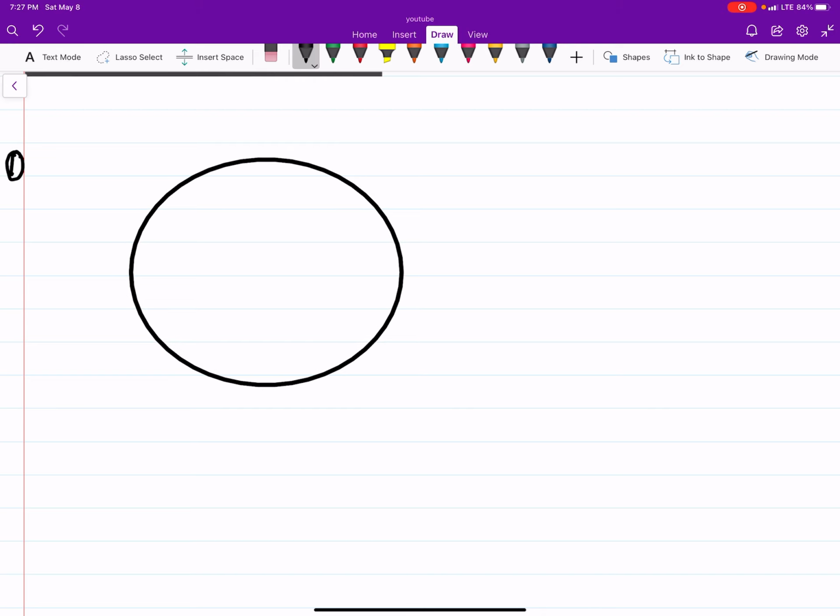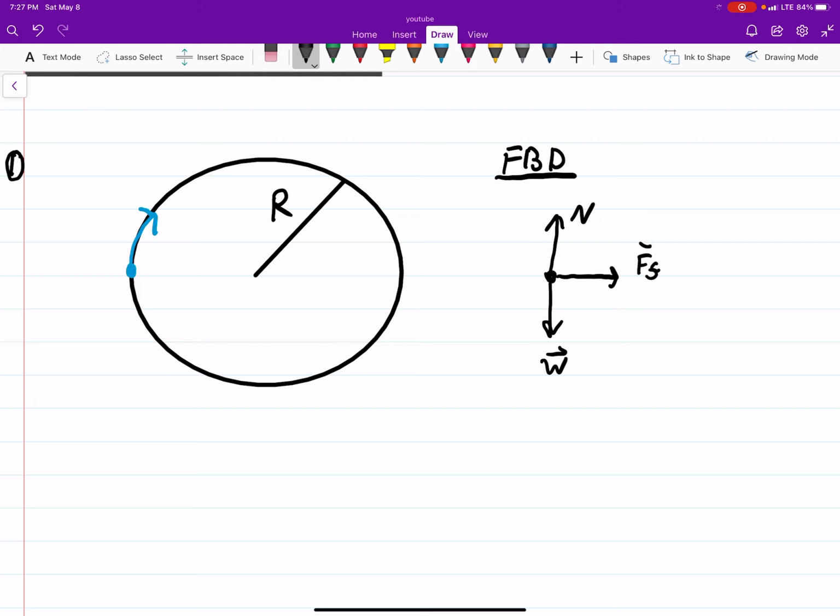Okay, so we have the circular path, and let's just say the car is going somewhere around the circle, and we know that the radius is r. And if we were to draw a free body diagram for this car, well, we have a normal force acting upwards. We have the force of gravity, or the weight force, acting downwards, and a friction force, which is our centripetal force in this case.